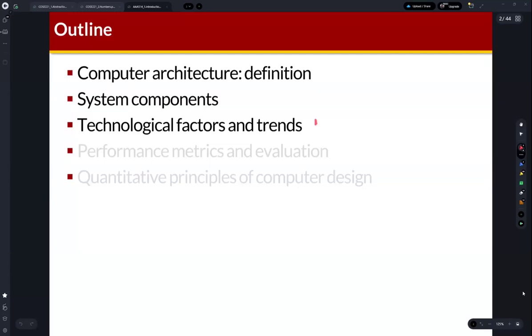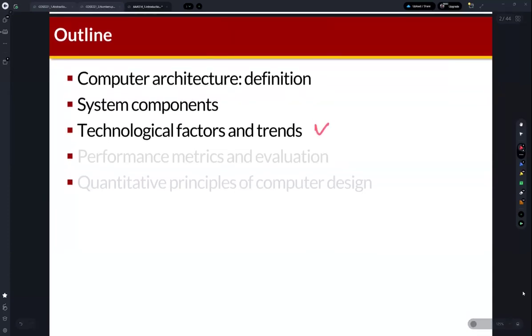Okay. So, technology factors and trends. As I explained in the previous class, CPUs are products of semiconductor technology, and it means that the performance and cost of CPUs or GPUs, every processor, is highly influenced by semiconductor technology. If you are working on the system software field, then you may not be interested in hardware technology, like semiconductor technology.